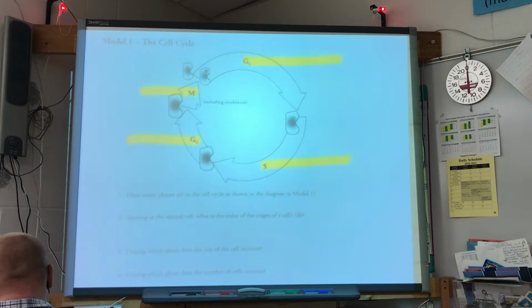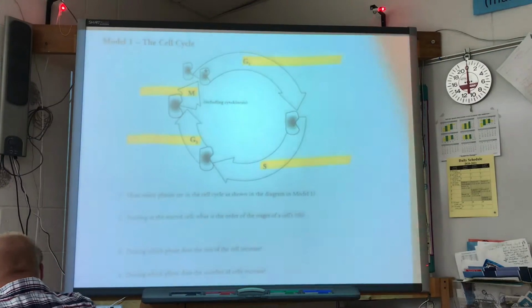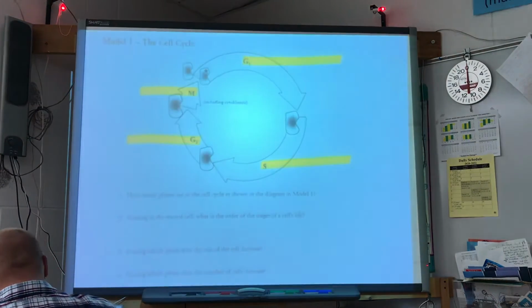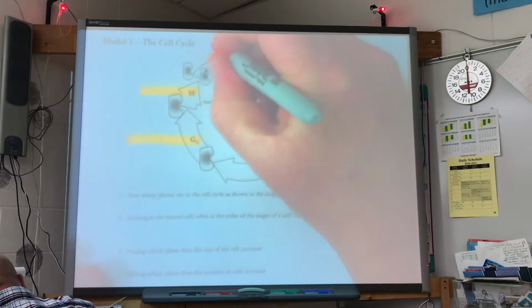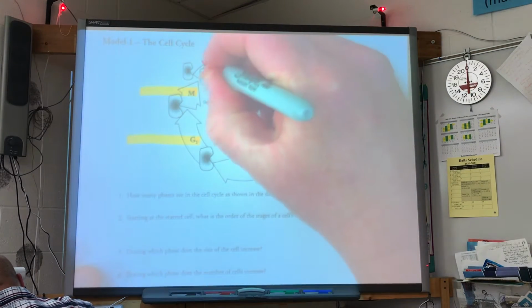So, G1, S, G2, M. That's the sequence in which the phases go, right? It's a cycle. It repeats itself. It goes over and over again. So if we were to follow from that cell that has a star, and we follow through, that's the cycle. It goes G1, S, G2, M. And there's 4 phases here.